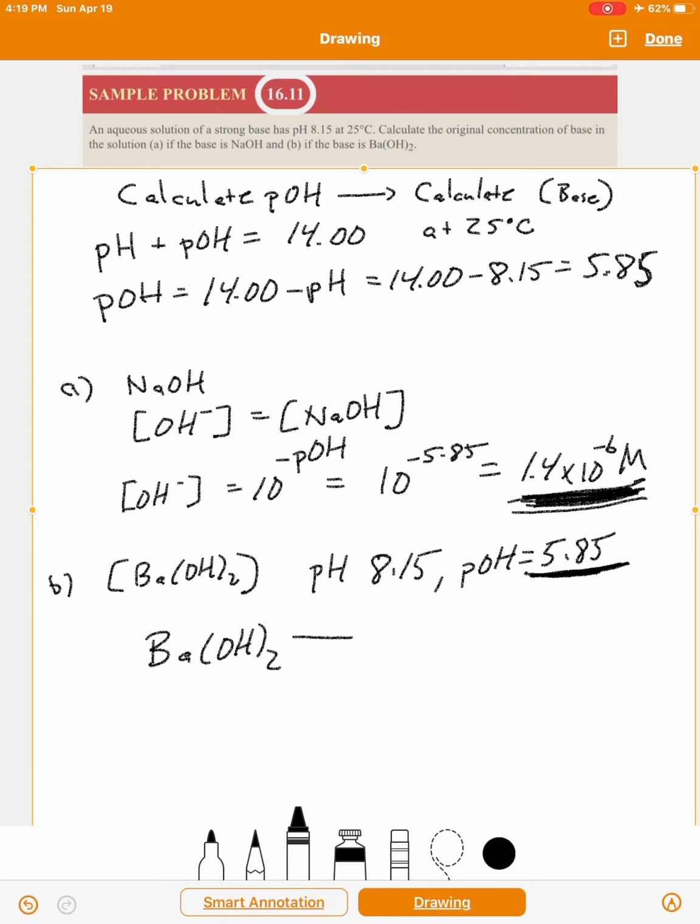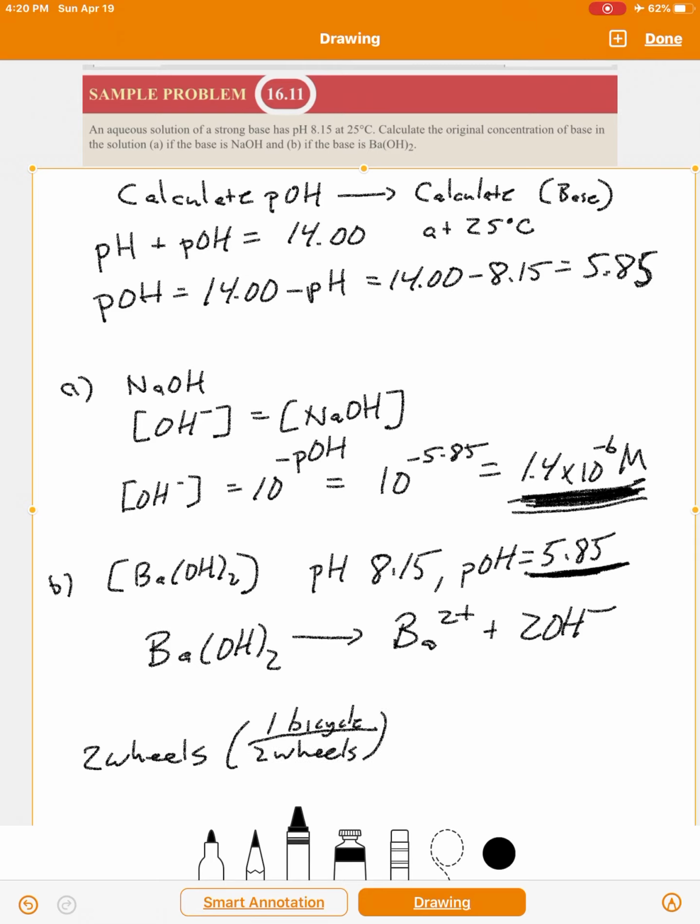When barium hydroxide dissolves, you get 1 barium and you get 2 hydroxides. So in a sense, this problem is like asking you the following. If you have 10 wheels and you're going to make bicycles out of them, how many bicycles can you make, if you make 1 bicycle out of 2 wheels? Okay, I'm sorry, let's make it 10 wheels. Sorry. 10 wheels, and there's 2 wheels for every bicycle. You could make 5 bicycles, right? We're going to do the same thing here.